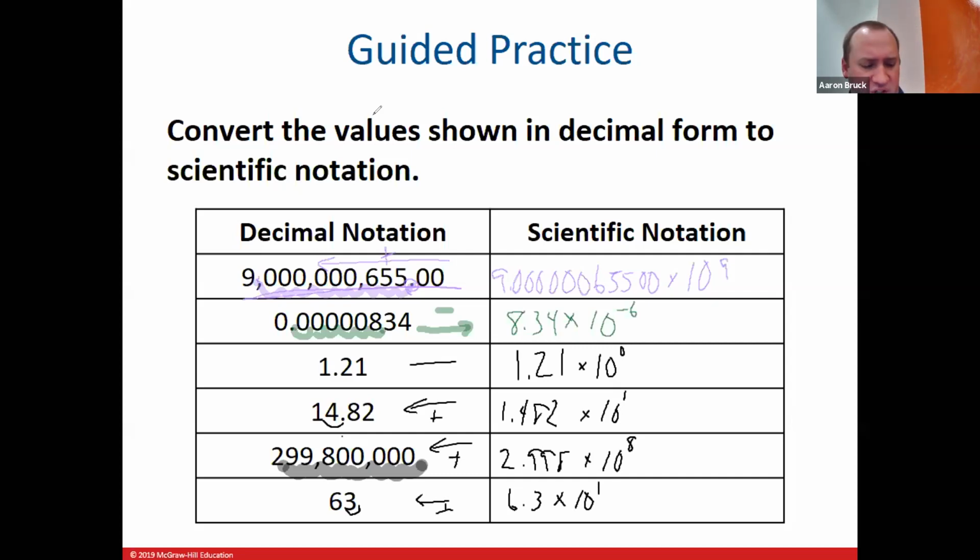All right, any questions about scientific notation and how to get a number into scientific notation? So it looks like, for the most part, we seem to be there. So let's move on.